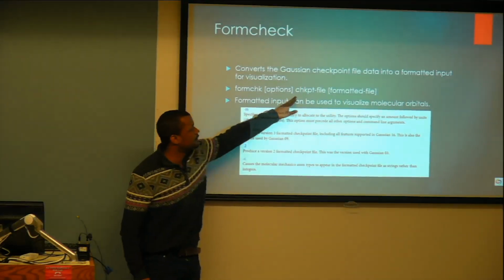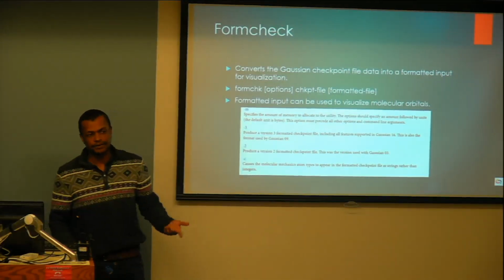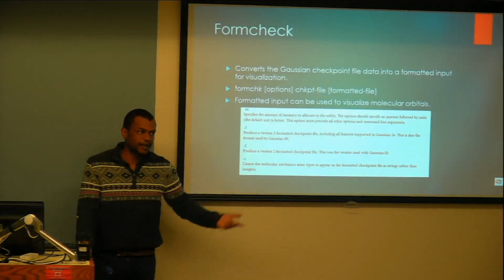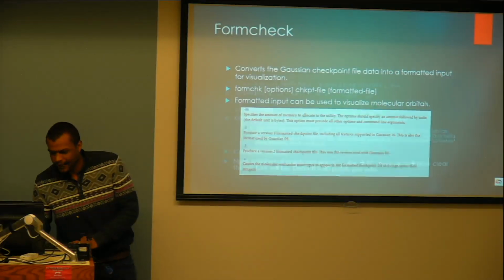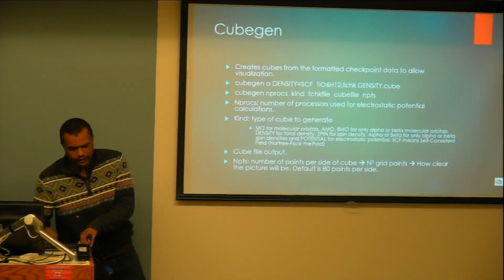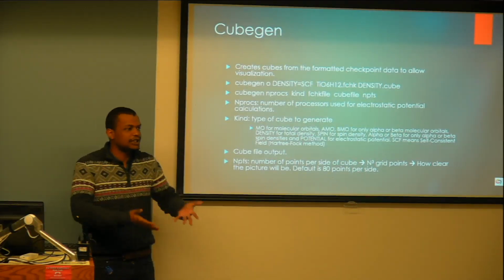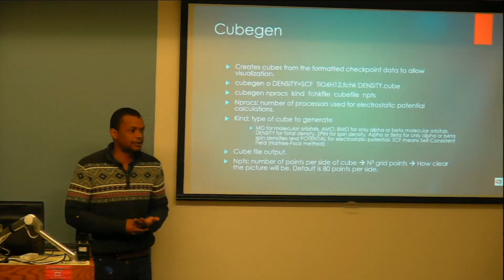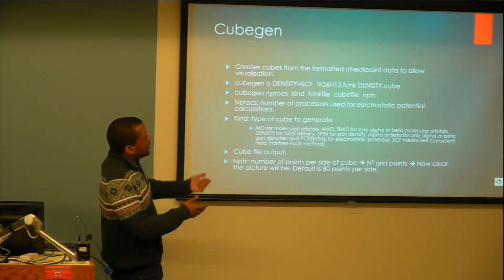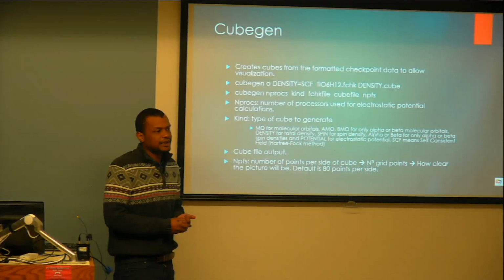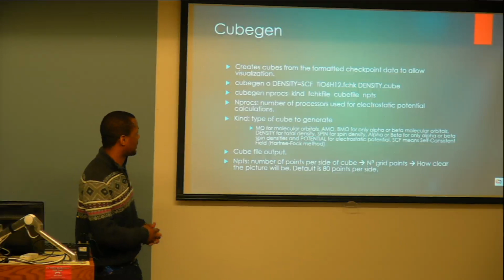All you have to do is give the checkpoint file, and you don't even have to write the name of the formatted file. If you don't, it will still create the formatted checkpoint file with the same name as the checkpoint file, just with fchk, formatted check. After you get that formatted checkpoint, you can use cubegen with it as an input to generate an output as a cube file, which can also be visualized using GaussView.